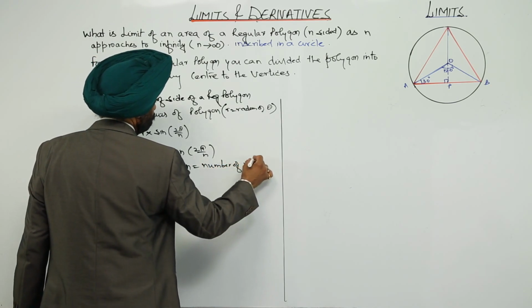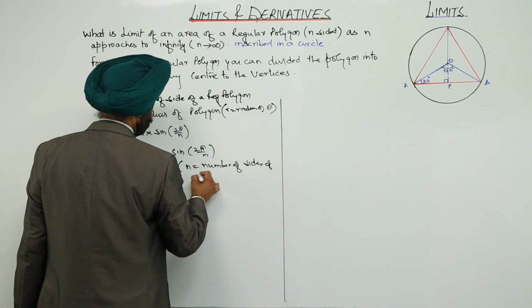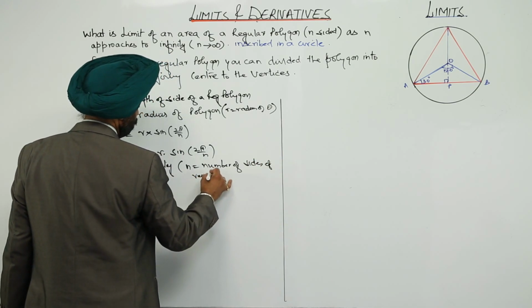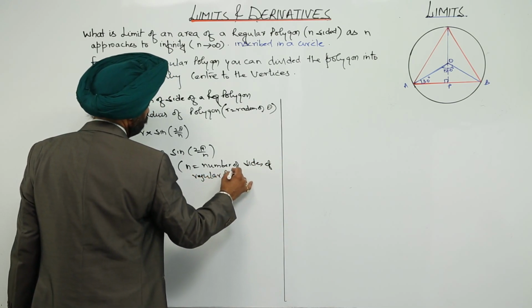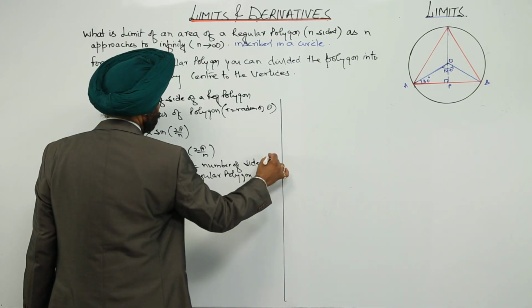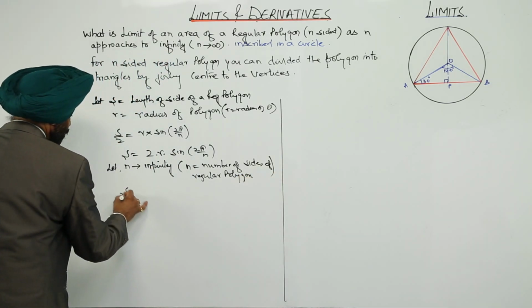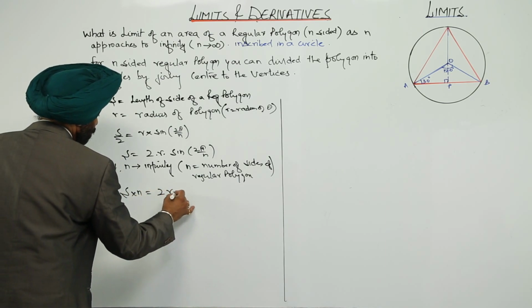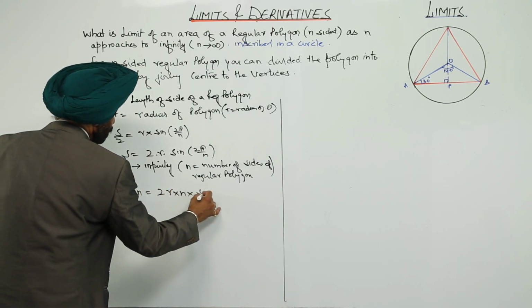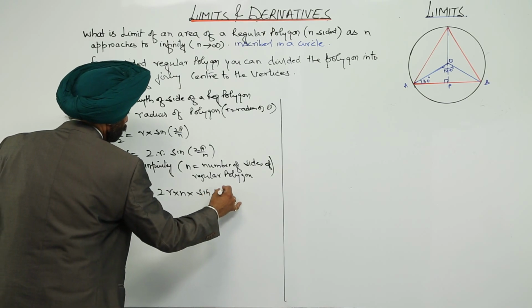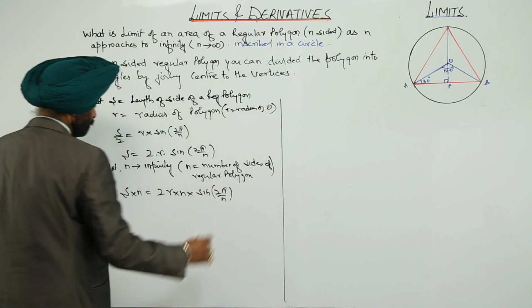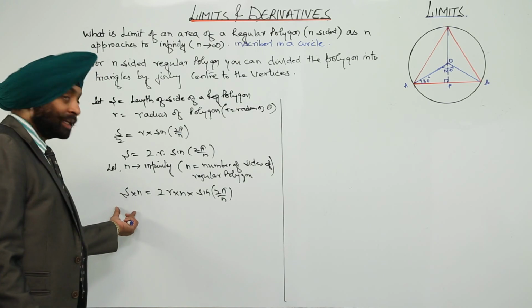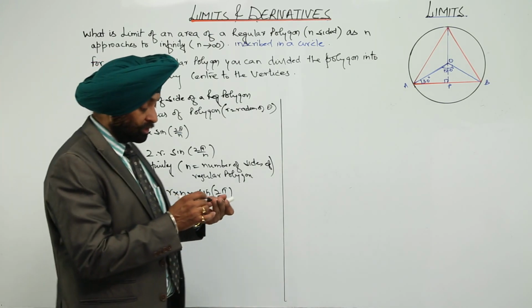Number of sides of a regular polygon. Is it clear? Now what this becomes, S times n is equal to 2r times n times sine 2 pi upon n. Now S times n, what it is, just look here once again.